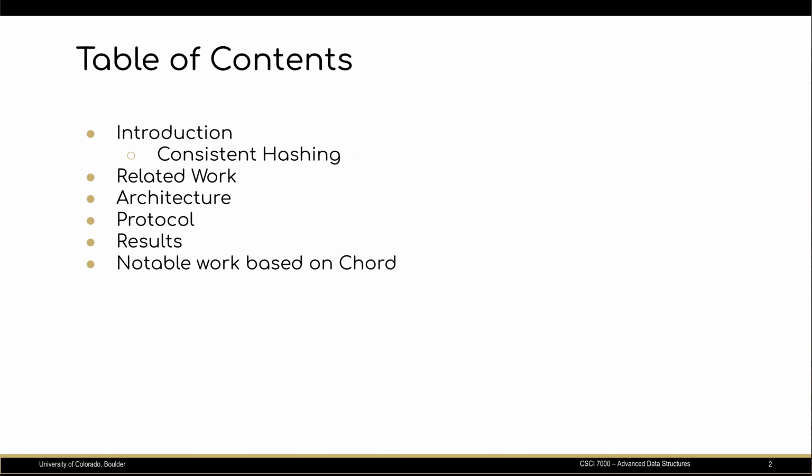Moving on, as an overview, I'll look at what Chord is, how it uses consistent hashing, and some of the related work before Chord, or how Chord could improve on that work. So we'll look at the architecture of the Chord protocol, which it has for maintaining the invariant, and some of the results shared from the paper, and of course some of the notable work based on Chord we'll look at as well.